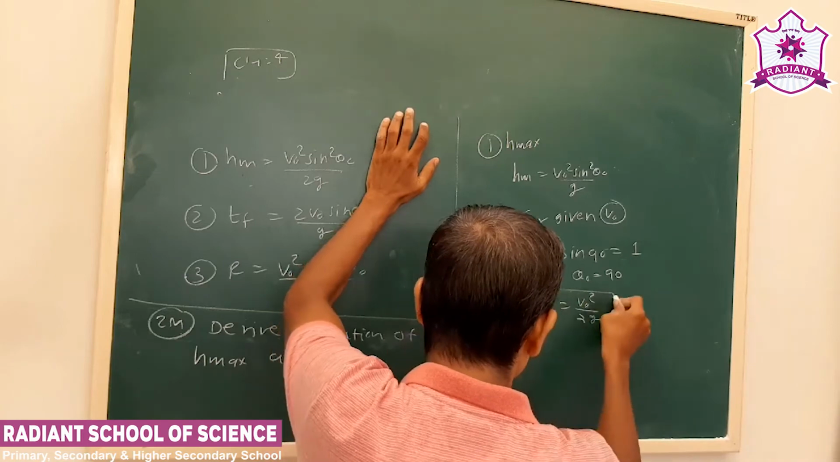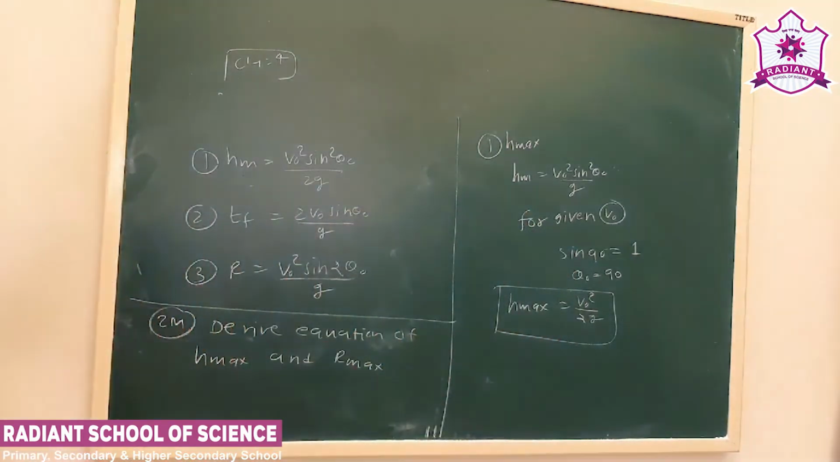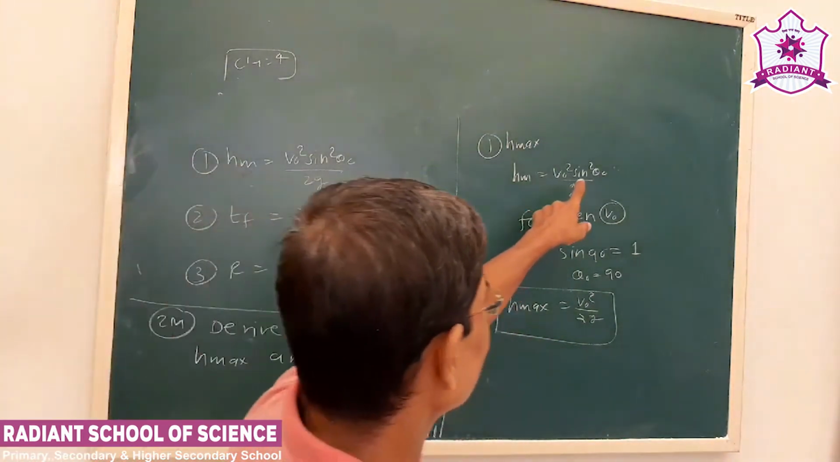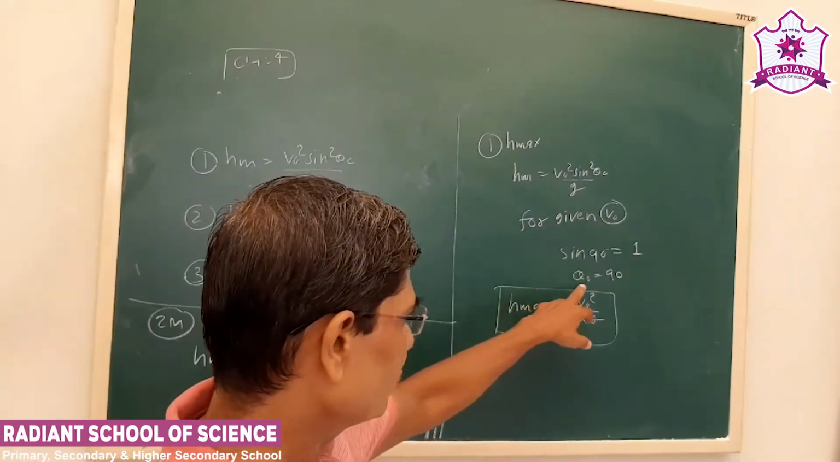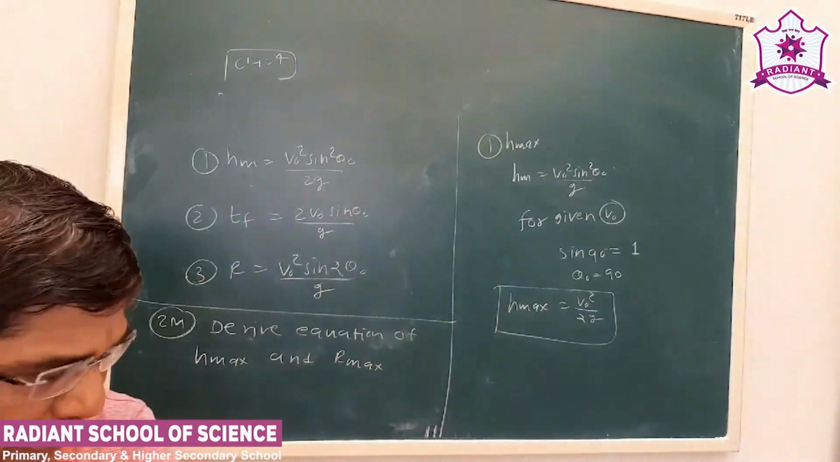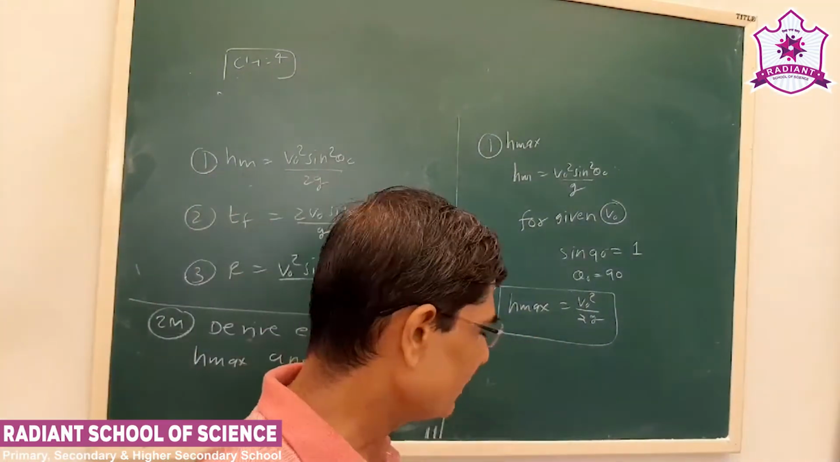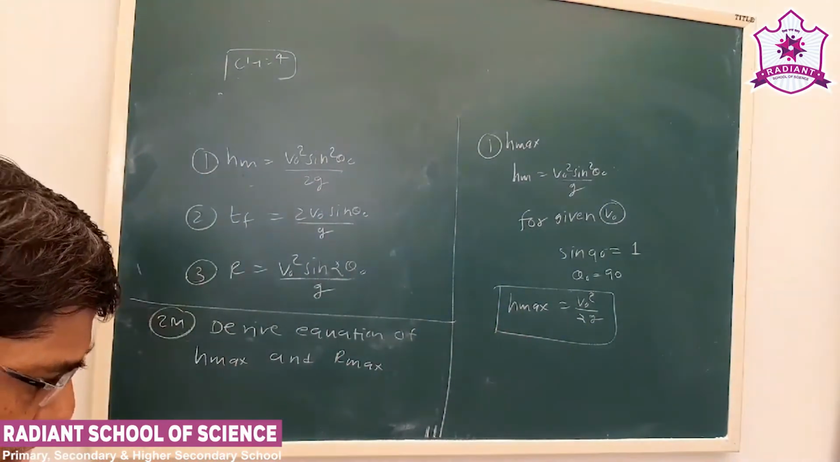Now this will be a useful equation for the MCQ. So naturally, when this sin square theta becomes 1, the H will become Hmax. So when the angle of projection is 90 degree, we will obtain the value of Hmax, that is V0 square upon 2G.